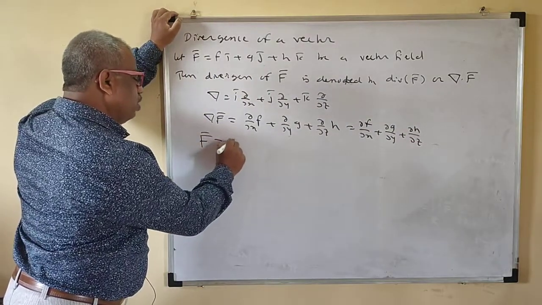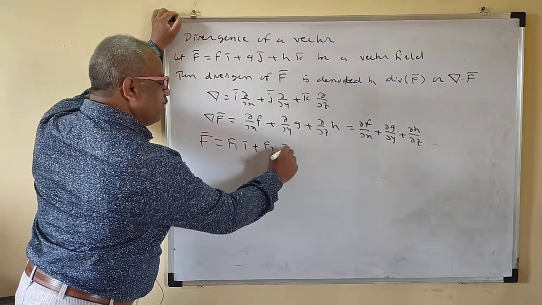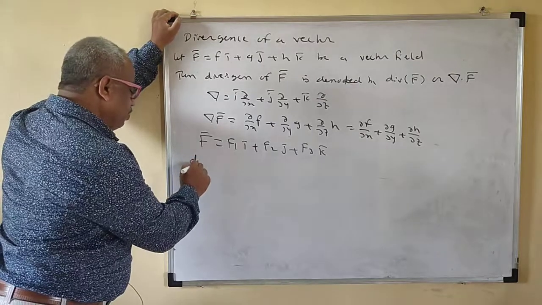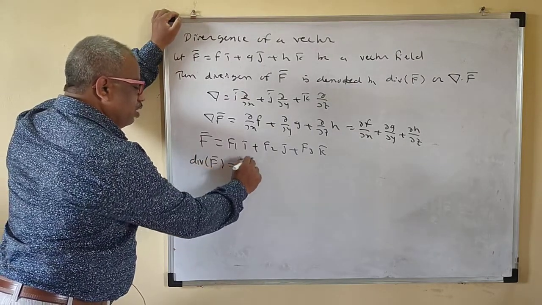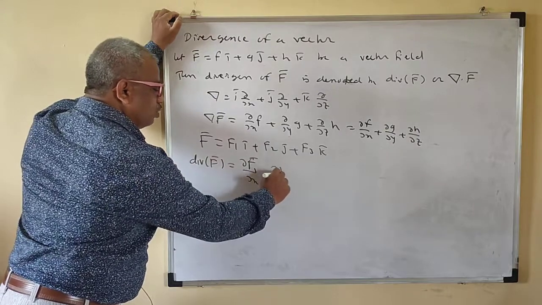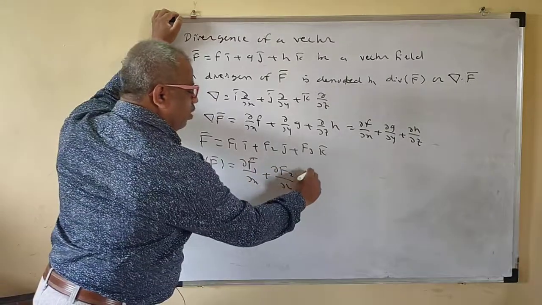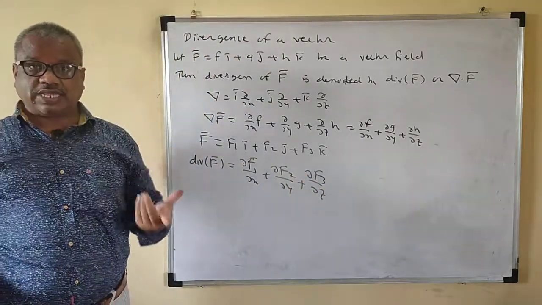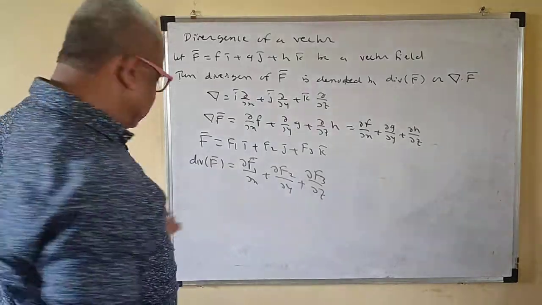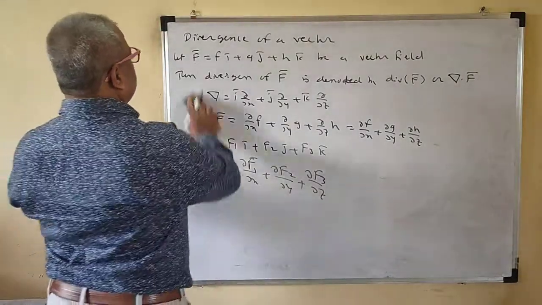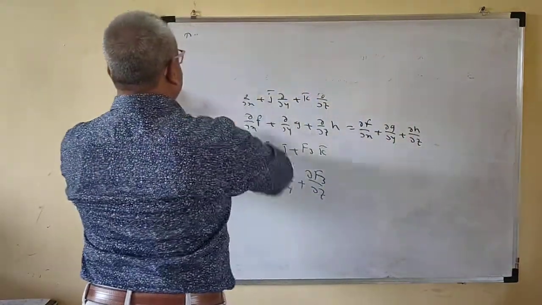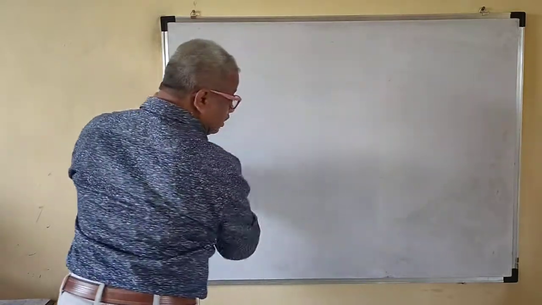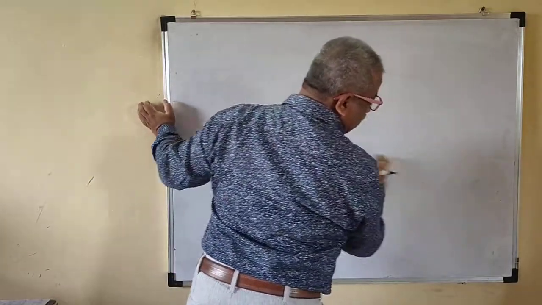Okay. So that means if f bar is equal to f1 i bar plus f2 j bar plus f3 k bar, where f1, f2, f3 are the components, then divergence of f bar is ∂f1/∂x plus ∂f2/∂y plus ∂f3/∂z. Only this. This is a scalar function, because the dot product of two vectors is a scalar quantity. So divergence of a vector is a scalar quantity. Note that.